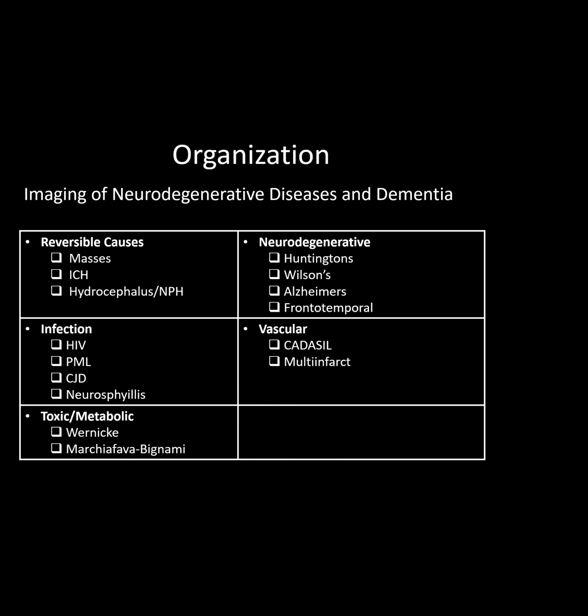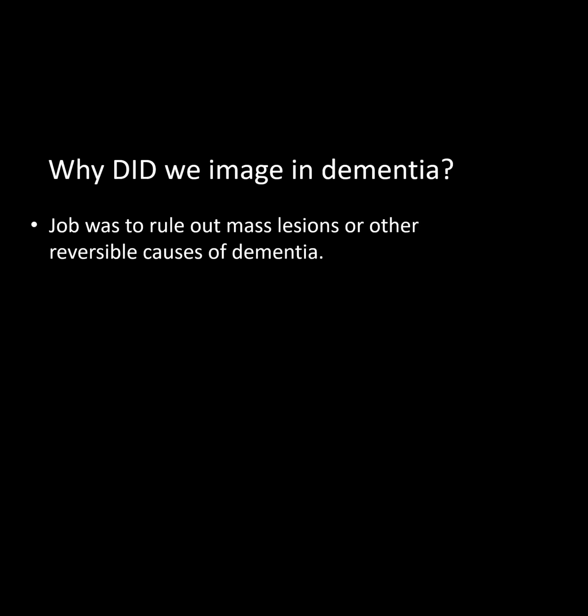So this is the list of the topics I'll be talking about today. I'm going to go through some masses. There are several masses that showed up on your prior in-service exam. Intracranial hemorrhage. We'll talk about hydrocephalus and NPH. I'm going to go over a few different kinds of infections. For toxic metabolic, I have Wernicke and Marchiafava-Bignami, but I also have Wilson's disease in there as well. I'll talk about other things like CADASIL in terms of vascular causes for dementia. So let's start quickly with our first case.